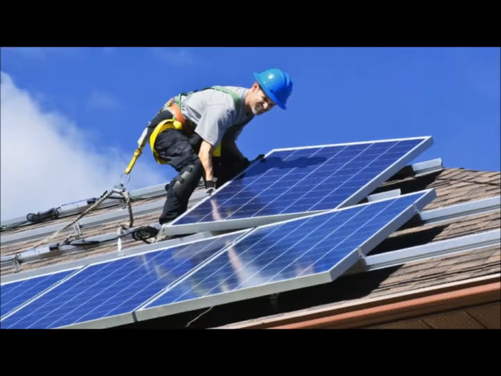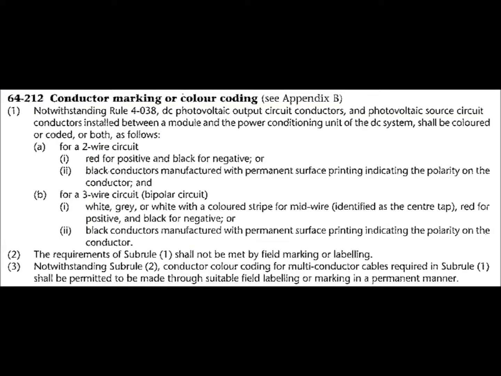When connecting panels together, the type of wire used must be in accordance with Rule 64-210. This rule states that flexible cords suitable for extra hard usage shall be permitted for the interconnection of photoelectric modules within an array. When doing a solar panel install, wires must be color-coded according to Rule 64-212. For a 2-wire circuit, red must be positive and black negative. For a 3-wire circuit, white, gray, or white with a colored stripe may be used as a neutral, while red is used as a positive and black is used as a negative.